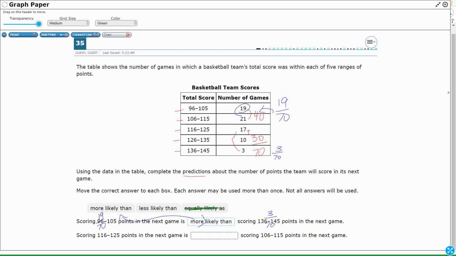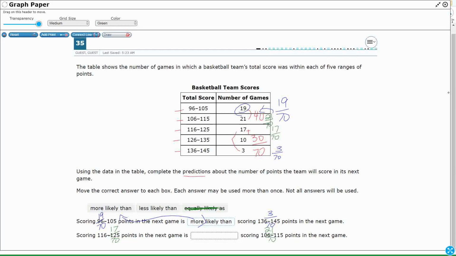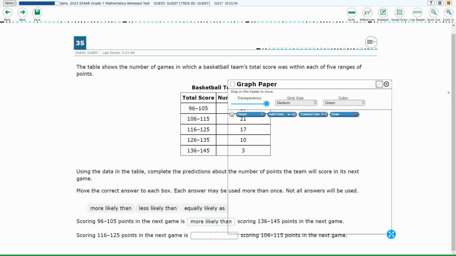So let's do this next one, 116 to 125, right? So that's going to be a 17 out of 70. And then we got the 106 to 115. Ooh, that's 21 out of 70. So 21 out of 70. And then comparing these two, right? 17 out of 70 is less than. Not by much, not nearly as much as that 19 and 3, but it is less than. So they are going to be less likely than.